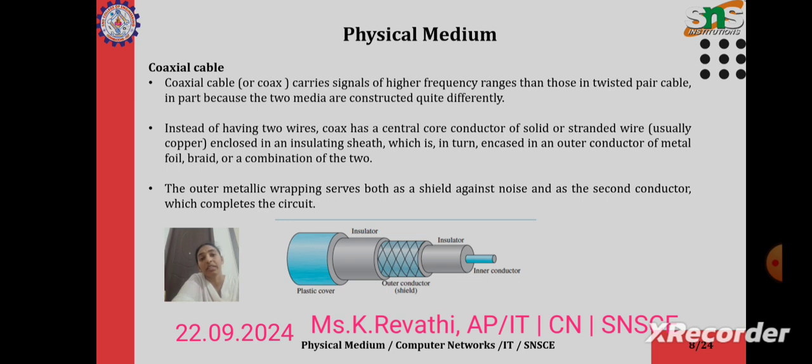The outer metallic wrapping serves both as a shield against noise and as the second conductor, which completes the circuit, as shown in the below diagram. Here the plastic cover covers the insulator, the outer conductor, and also the inner conductor. Another layer is the insulator. The middle layer is the outer conductor, which is the shield. Then the inner layer is the insulator, and the inner conductor is also there.